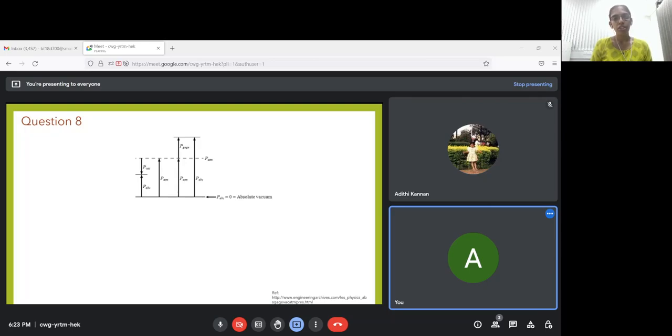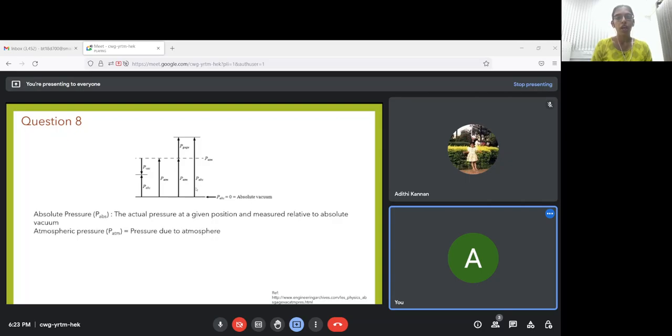We are asked the relationship between different pressures mentioned in the question. So for that we need to first understand what the different pressures are. Just a small definition. Absolute pressure, P absolute, is the actual pressure at a certain point, and it is calculated from a reference point also known as the absolute vacuum. So any pressure that is calculated from this reference point will be P absolute, and this will denote the actual pressure at a given position. And atmospheric pressure is the pressure exerted due to the atmosphere.